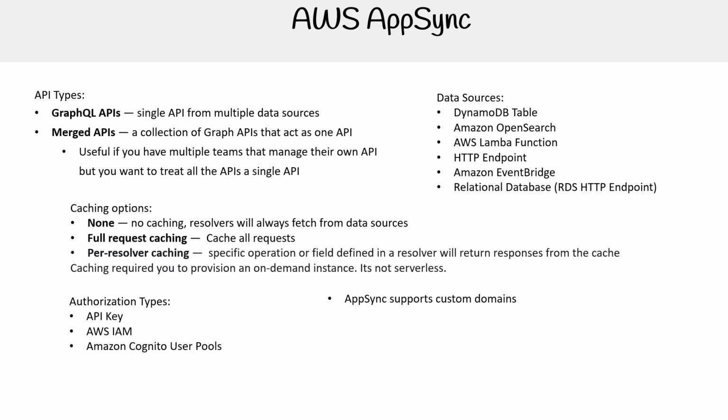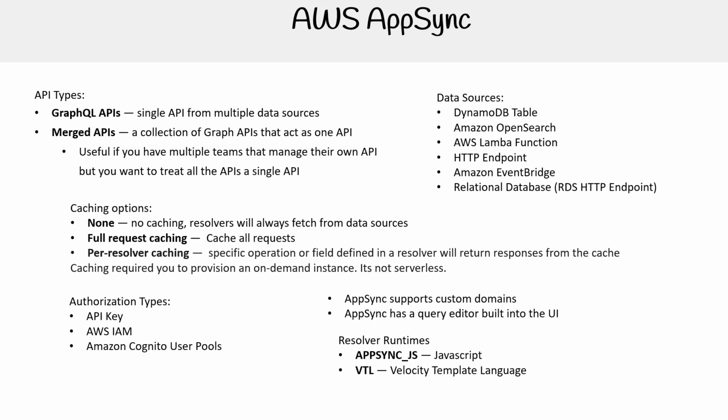AppSync supports custom domains, which is nice. AppSync has a query editor built into the UI, so it's very easy to work on your queries. And it has two different runtime resolvers. We have the AppSync JS, JavaScript, and VTL. So, I mean, I could have gone a lot deeper here with AppSync, but the thing is that you just need to understand that it is for GraphQL APIs, and we just need to do a basic lab. But it's a great service, but again, this is all we need to know. So there we go.